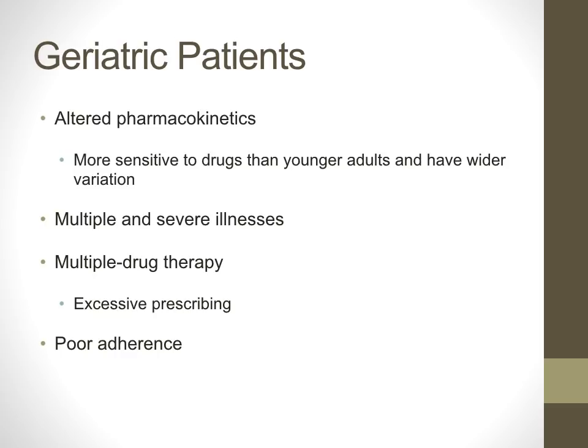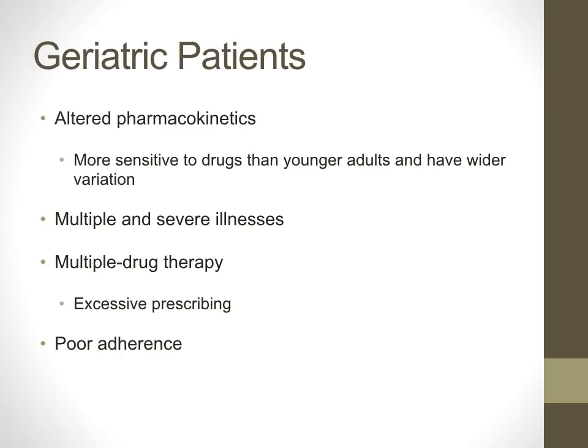Geriatric patients are going to be more sensitive to medications than younger adults, and they have a wider variation of how they are going to react. This could be because they often have comorbidities or multiple severe illnesses, and multiple drug therapy. Some patients will go to several different physicians, and a physician can order one medication for this, and another physician can order a different medication for the same problem. This can lead to excessive prescribing.